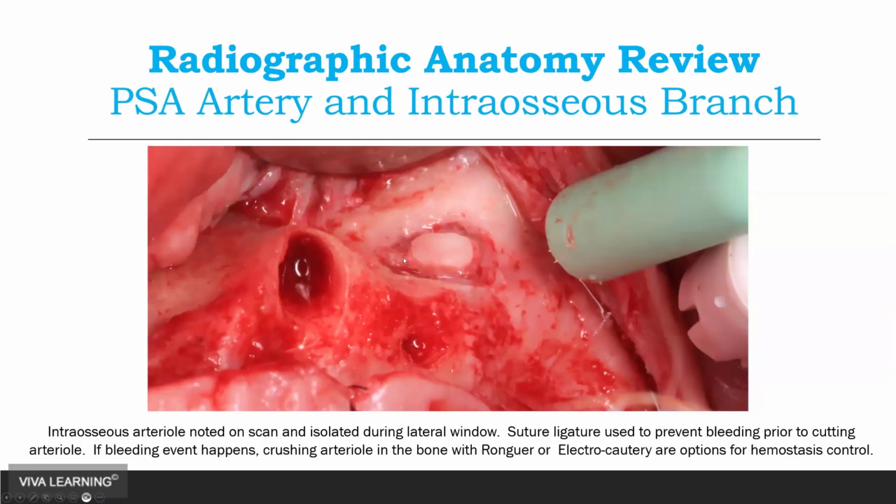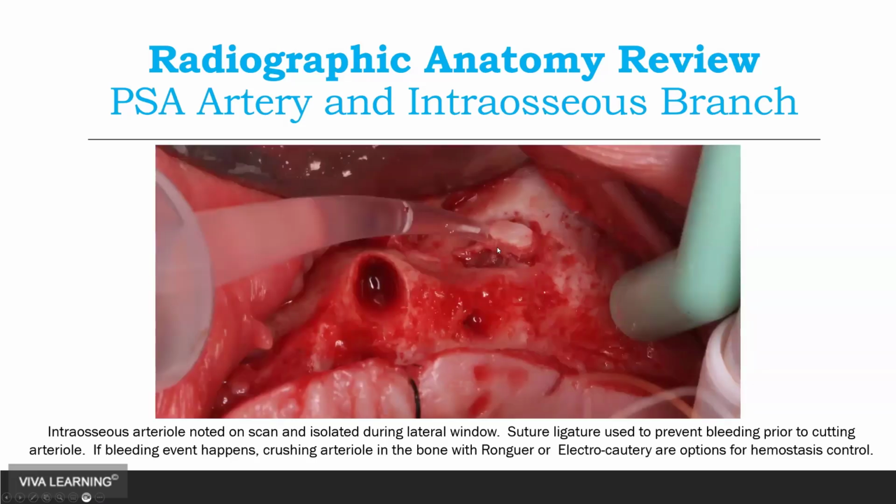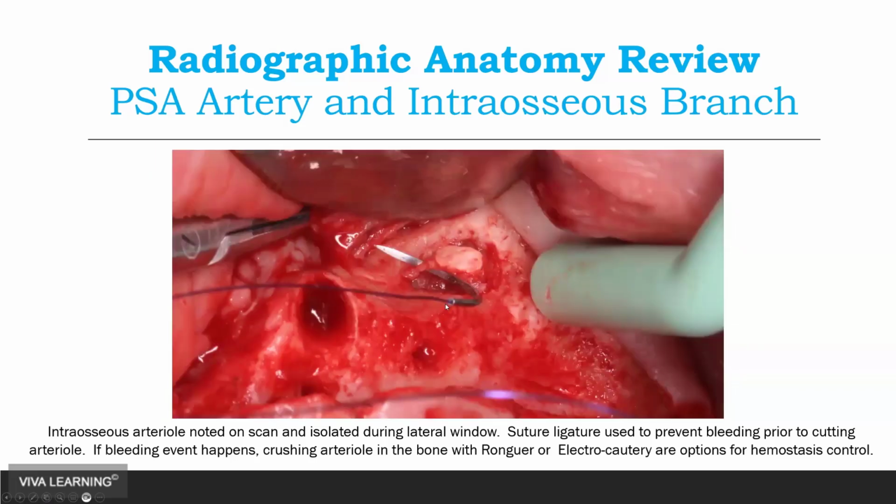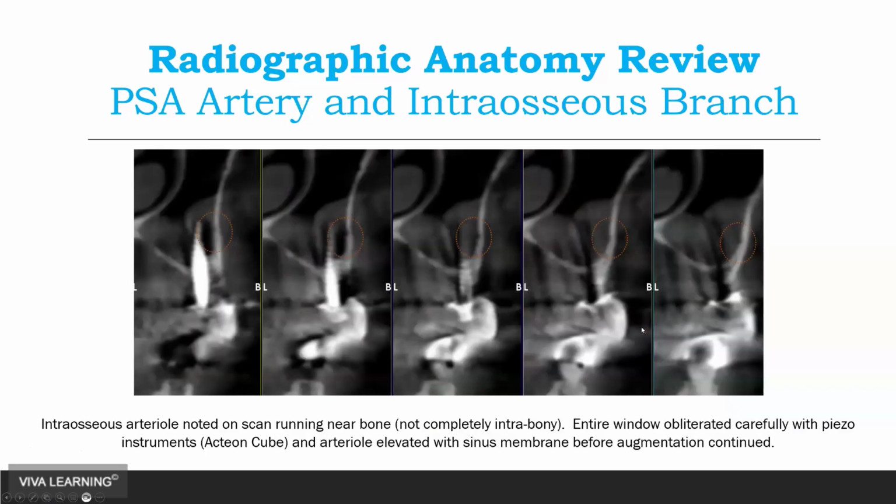In this case, we knew there was going to be the arteriole right there. You can see we've been very careful with the piezo technology. That's the Acteon cube that we use. We've removed the bone around the arterial, and then you can do a suture ligature, or you can burn it, cauterize it, or burnish it until it's gone. Or you can work around it if you have that kind of patience. But you can go in there and tie it off there, tie it off in the back, and then pop through.